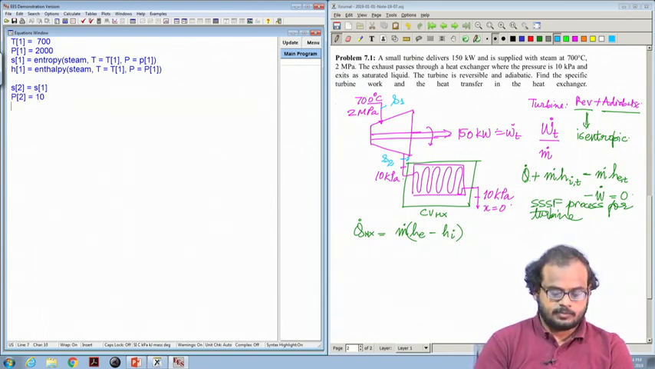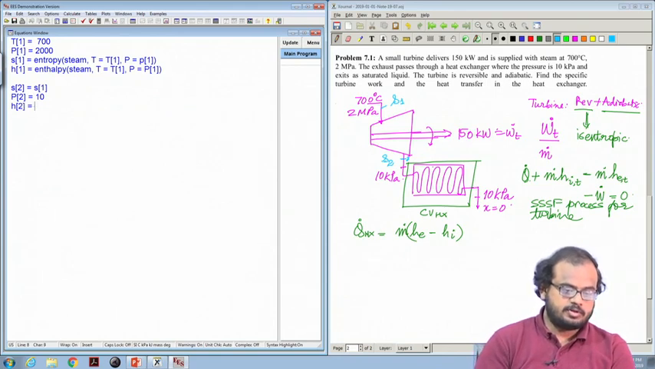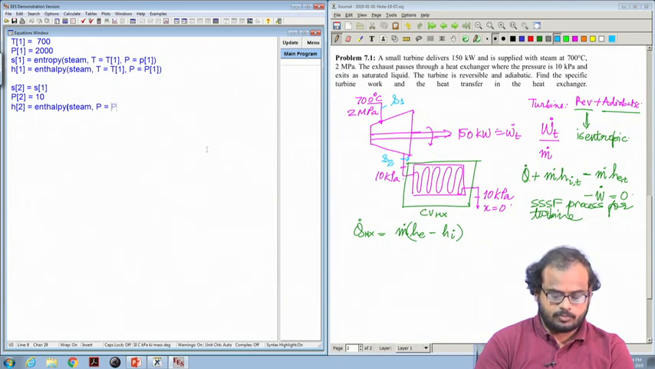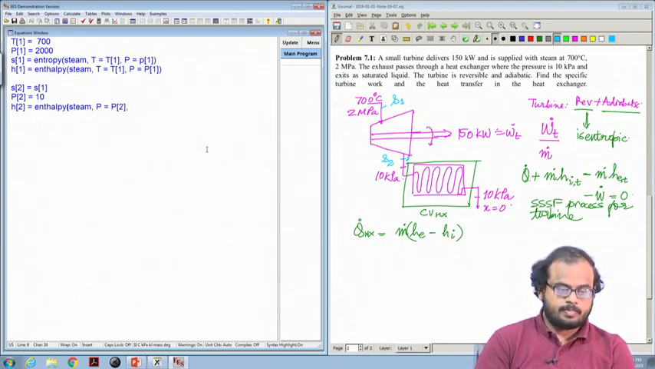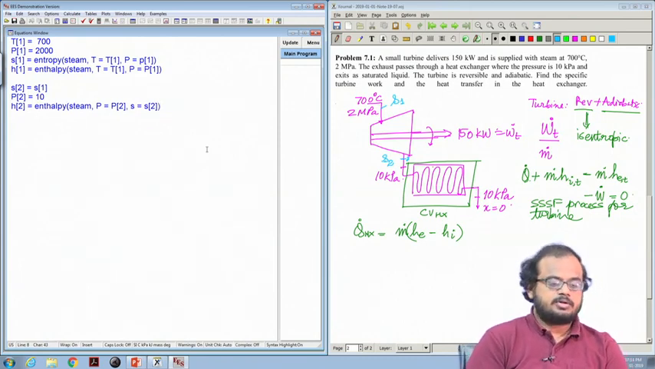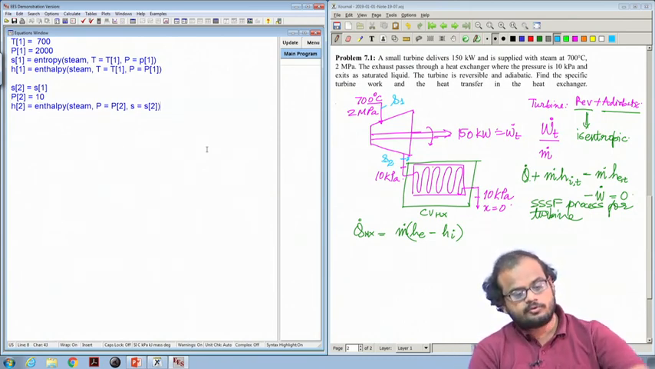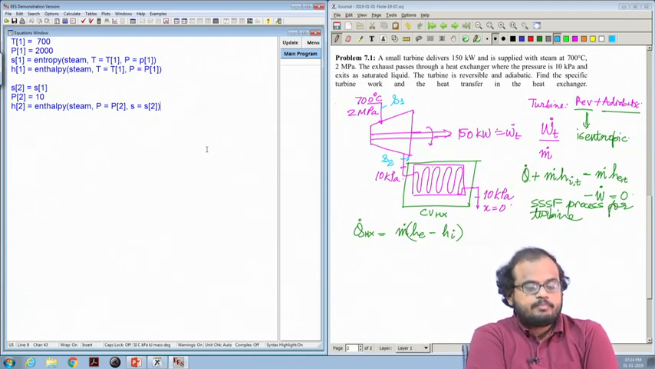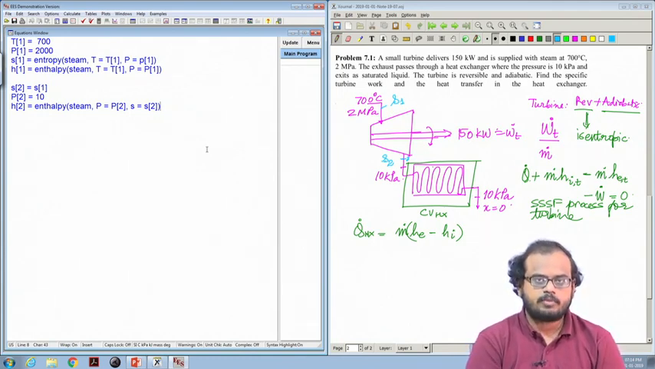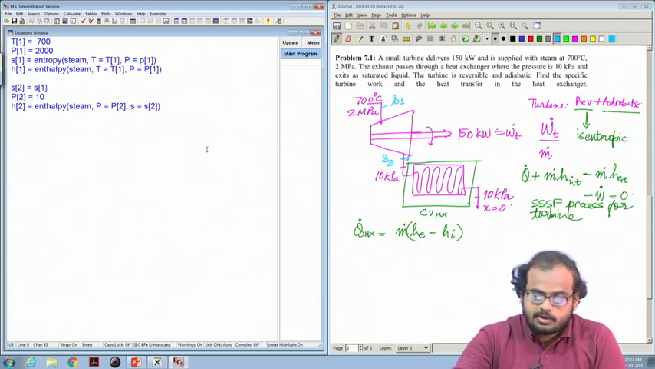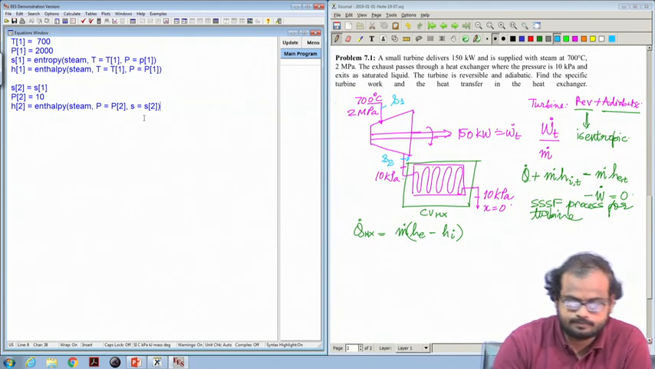So, H2 is the enthalpy of steam at P equal to P2 and S equal to S2. See, in this particular problem we have made use of the fact that the pressure and the specific entropy are two independent quantities. So, with the help of that we are able to find H2.